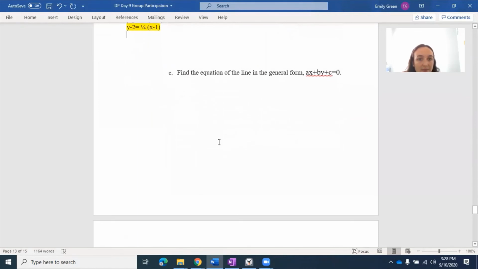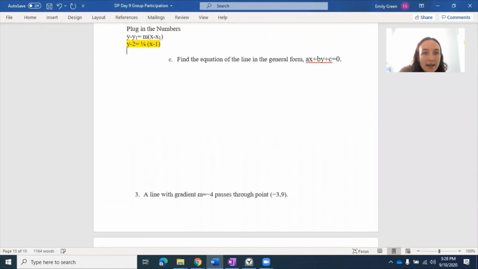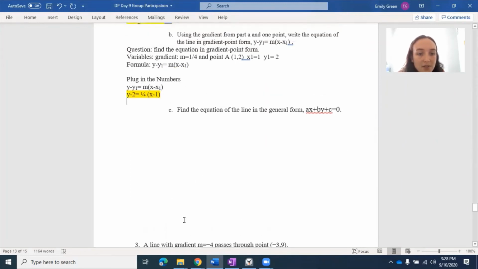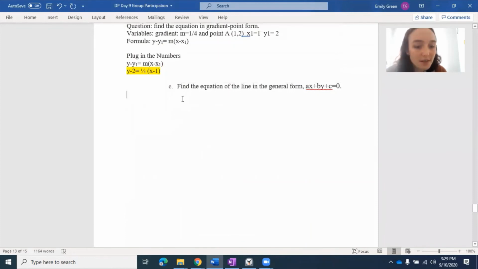Lastly, we come to part C. Find the equation of the line in general form: ax plus by plus c equals 0. For this one, we're going to follow the same steps. This one might take a little bit of time for you to realize what it's asking you to do, because I know some people were saying general form is the one that's confusing to them, but we're going to unpack it the same way. So the question is asking us to find general form.